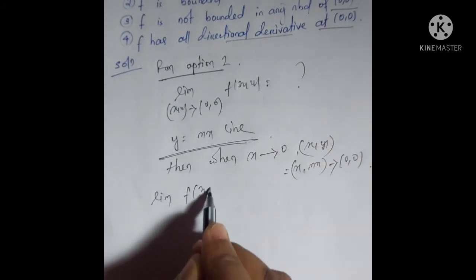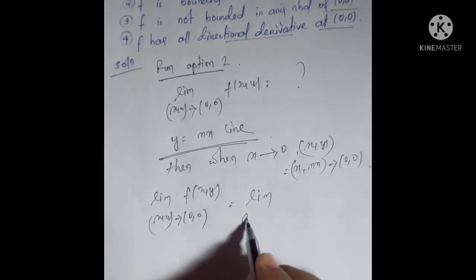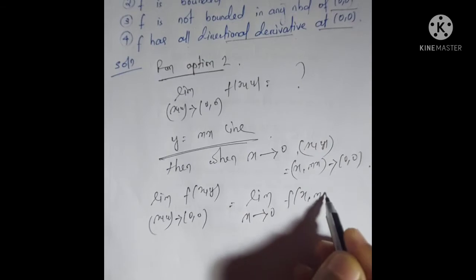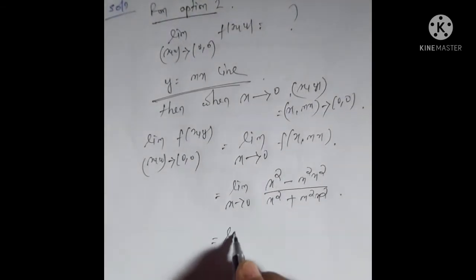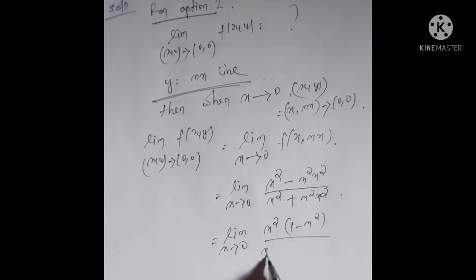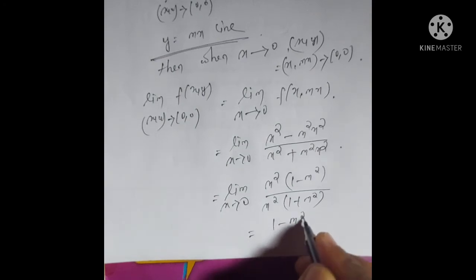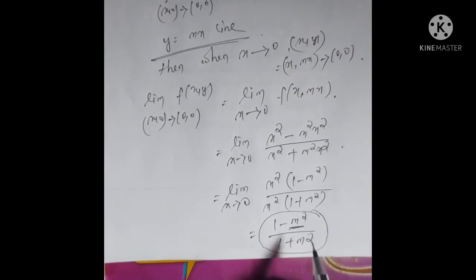So the limit of f(x,y) when (x,y) tends to (0,0) is equal to the limit as x tends to 0 of f(x, mx). This is equal to the limit of (x² − m²x²)/(x² + m²x²), which is x²(1 − m²)/x²(1 + m²). This is equal to (1 − m²)/(1 + m²), and the limit value depends upon m. For different values of m, we get different limits.